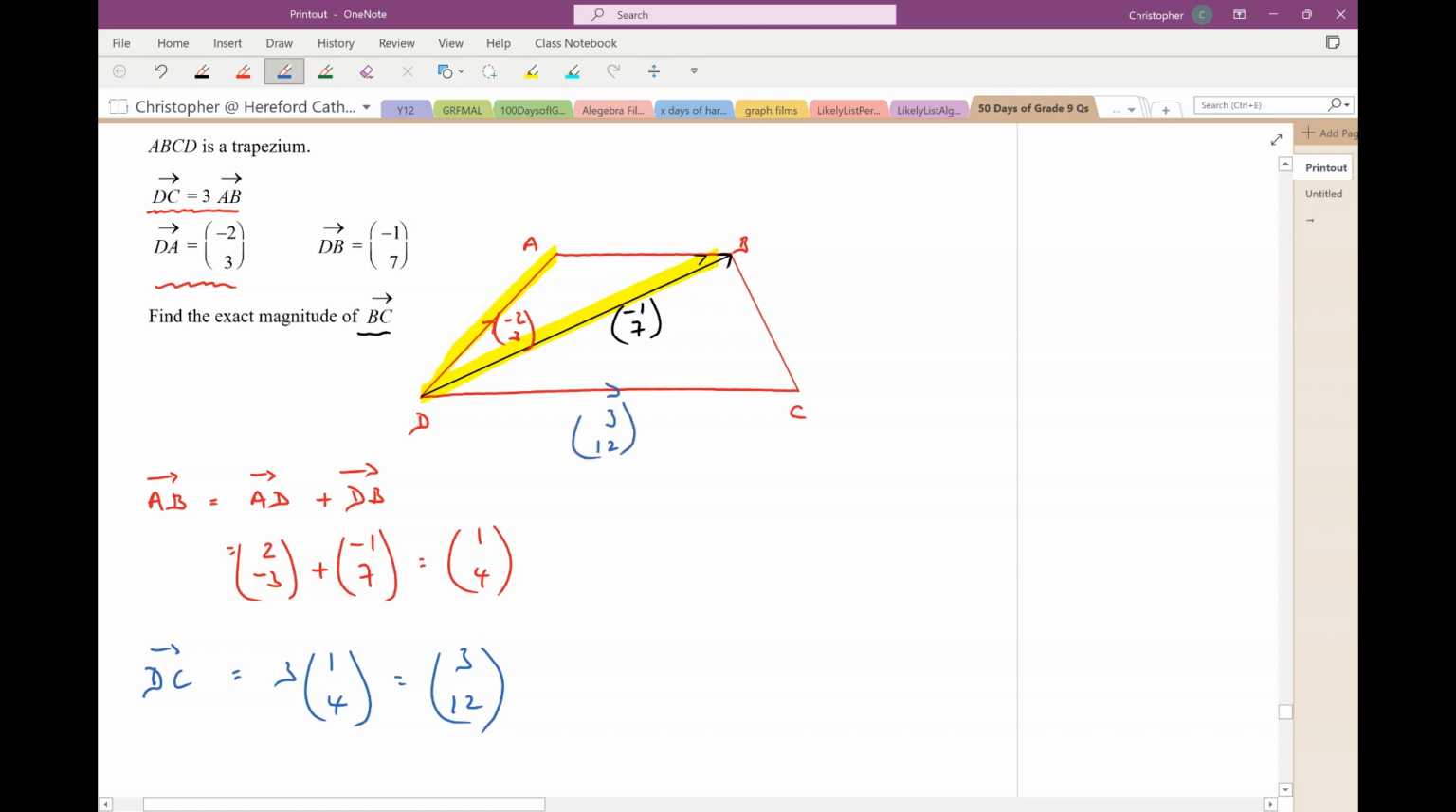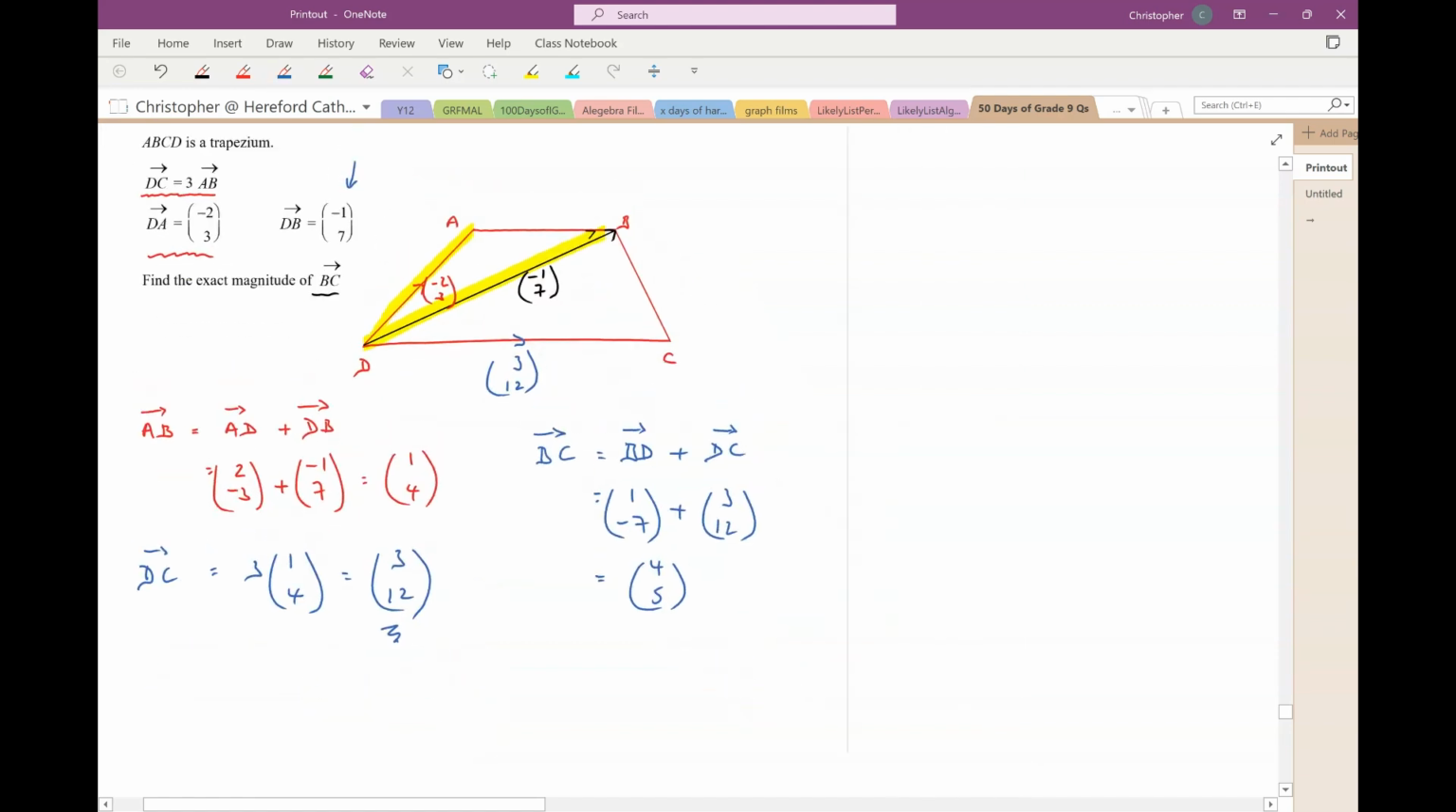Now what am I asked for? B to C. Well, I can probably do B to C now. If I'm going to do B to C, then I can go from B to D, and then D to C. Now B to D, I know, is the opposite of that one, the negative of that one, so 1, minus 7, plus DC, DC is 3, 12. So BC is the vector 4, 5.